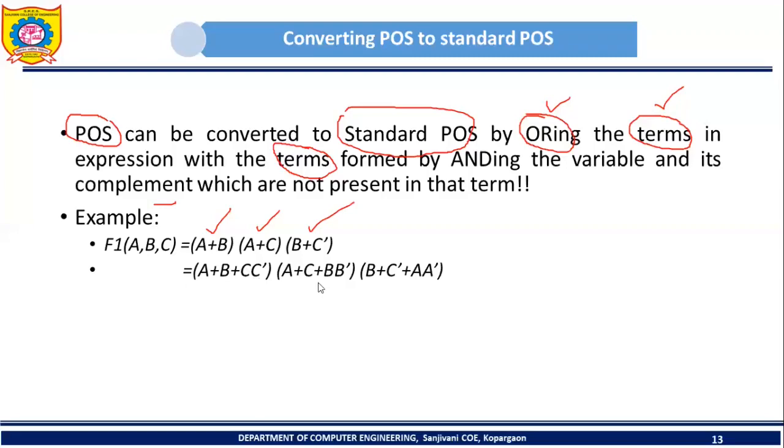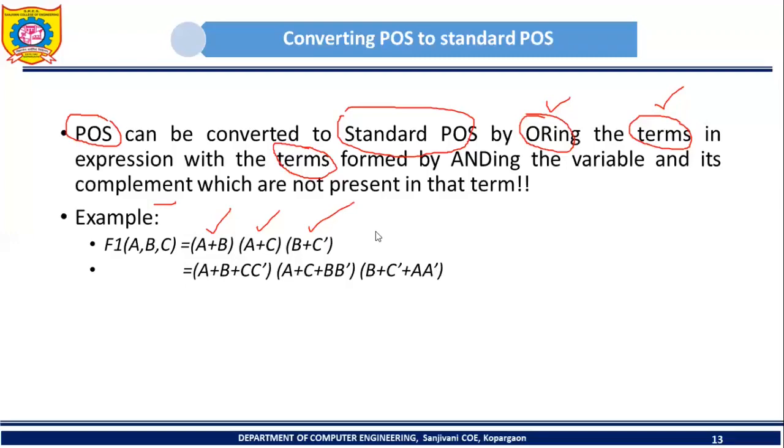Right? So C into C bar will be 0, B into B bar will be 0, A into A bar will be 0. And what we are doing is A plus B plus that 0. If we perform OR operation between 0 and some other variable, is that variable going to change? No. So this A plus B will remain as it is. If we perform OR operation of A plus B with 0, it is not going to affect this particular term. So adding C into C bar, B into B bar, and A into A bar is not going to affect our original logical expression.